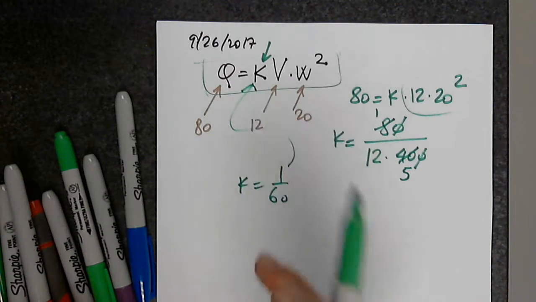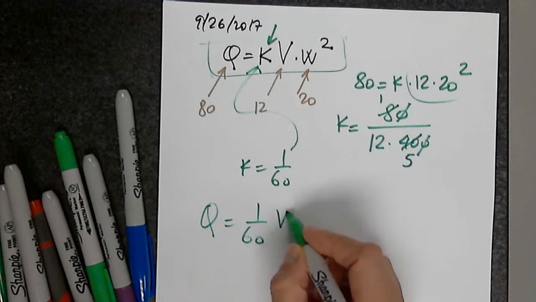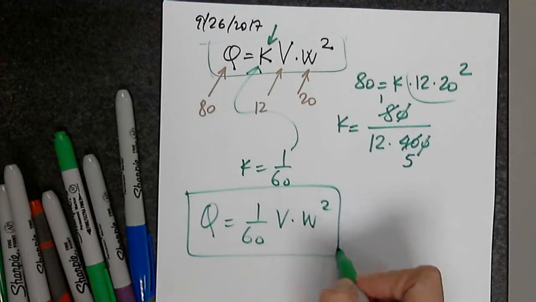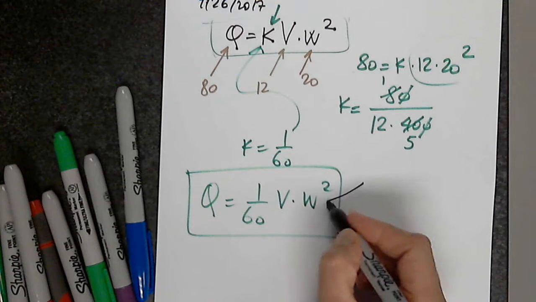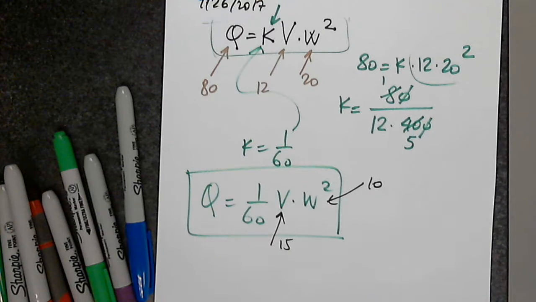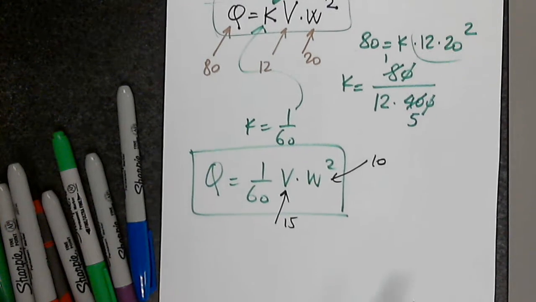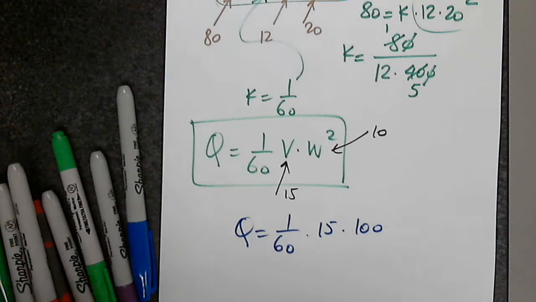I have to go back and put it in. So the model is now fully and clearly determined, everything is done, and it is this. And I can answer the question: find Q when W is 10 and when V is 15. So Q equals 1 over 60 times 15 times 100. Any questions on this?